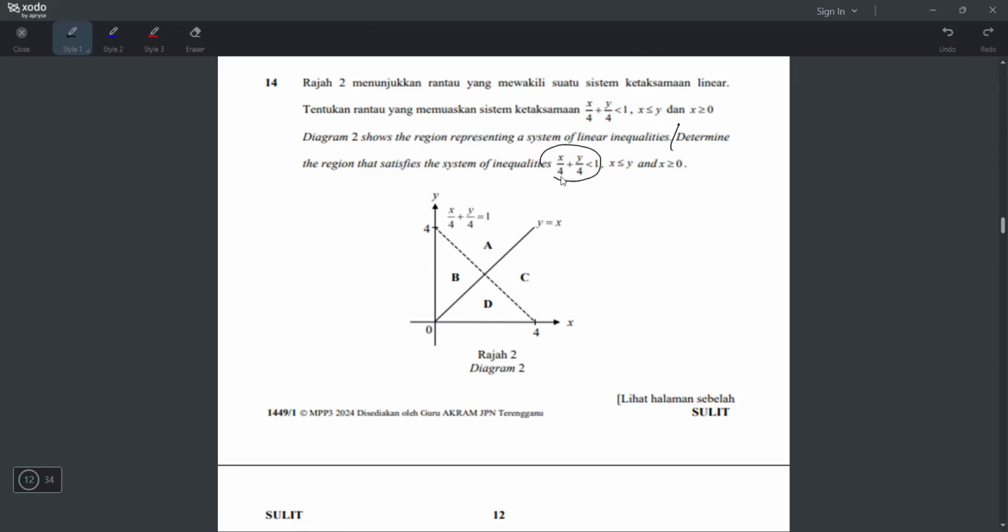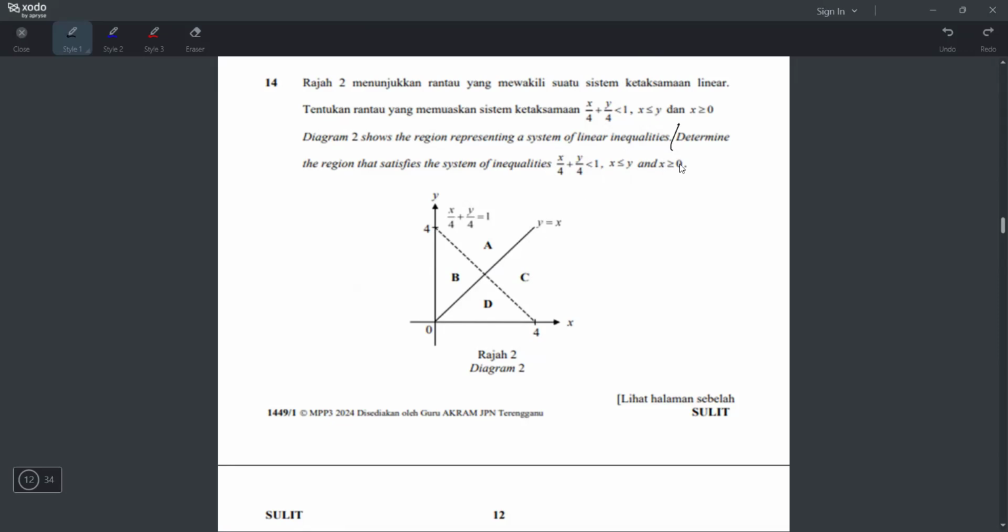Okay, first step is to make sure we have all these 3 lines first. Make sure you have these 3 lines first. So the first line, is there the line x over 4 plus y over 4 equals 1 drawn? Yes, this dotted line. Next line, x smaller or equal to y. Is there a line x equals y? There is, this one, right? Okay, but this one they write y equals x, right? Same thing. y equals x, x equals y is the same.